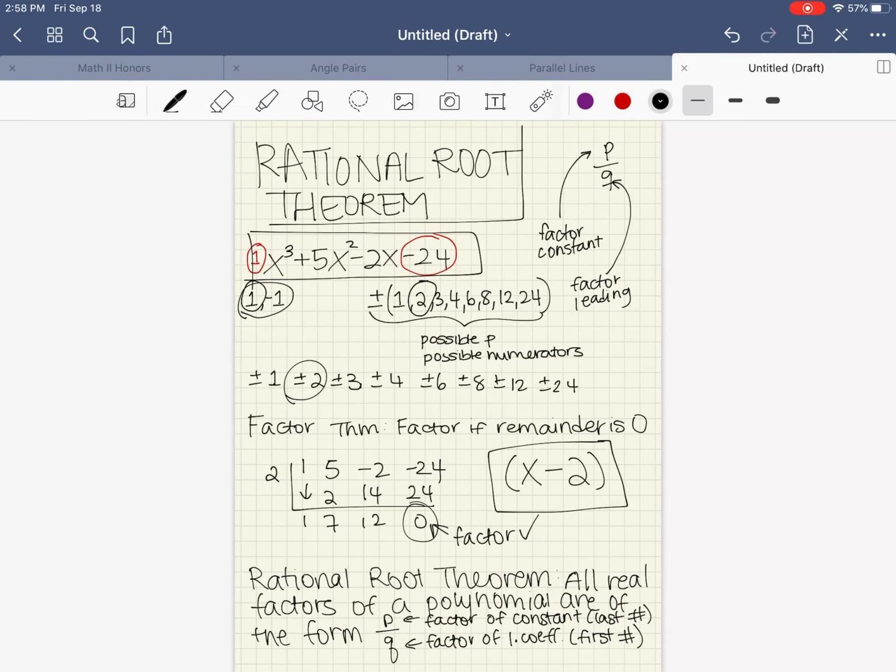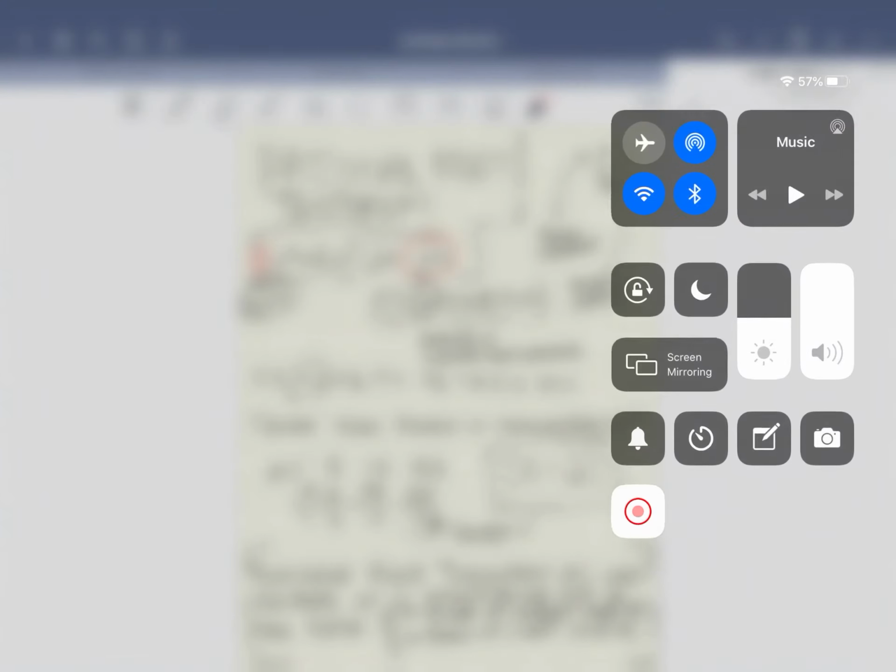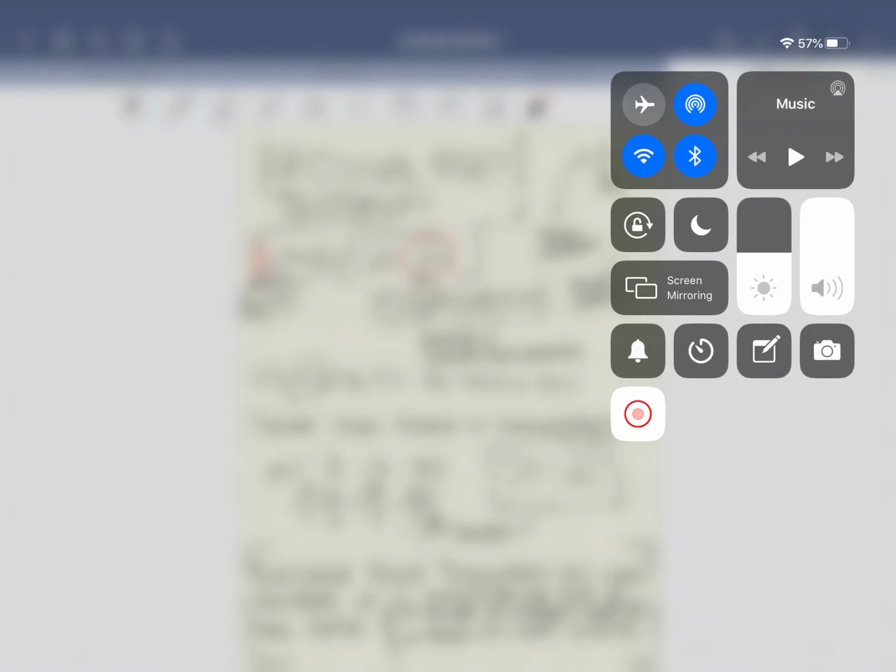I think on the test, we're just going to ask you to find possible things. We're not going to ask you to actually go through that whole process of testing all of them out. But make sure you understand that this is what the rational root theorem means, and that p is from the last number. So p comes from the constant term, and q comes from the beginning term. So q is on the bottom. Hope that helps with the rational root theorem.